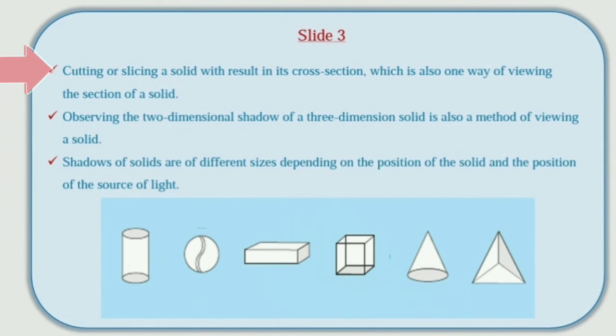Cutting or slicing a solid results in its cross section, which is also one way of viewing the section of a solid. Observing the two-dimensional shadow of a three-dimensional solid is also a method of viewing a solid. Shadows of solids are of different sizes depending on the position of the solid and the position of the source of light.